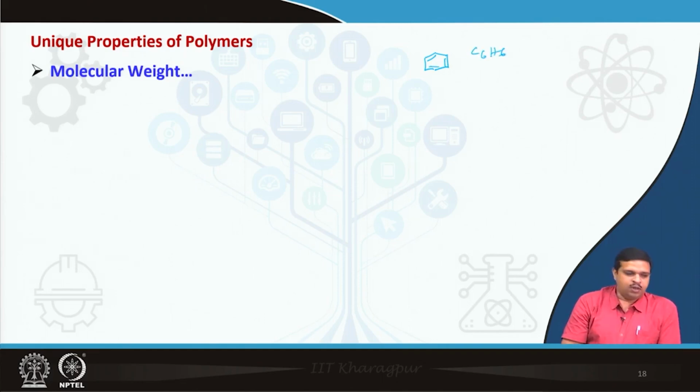But polymer chemistry is different. Suppose you are making polystyrene. Okay, I will discuss the polymerization protocol later. Just assume that I am making the polymer by radical polymerization or anionic polymerization. No need to worry about which polymerization I am considering.